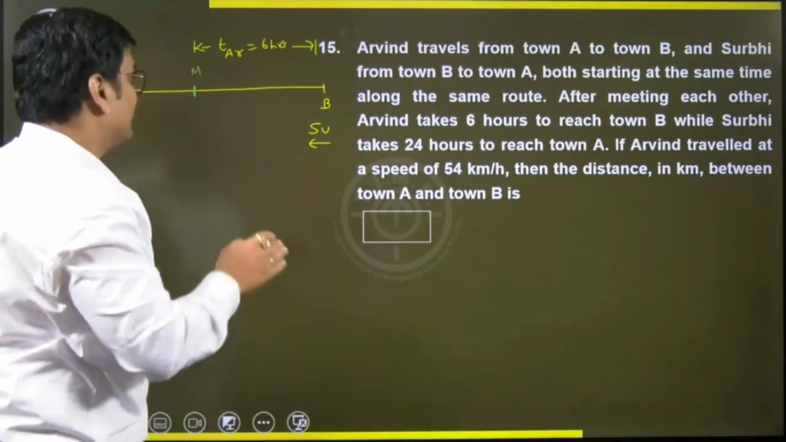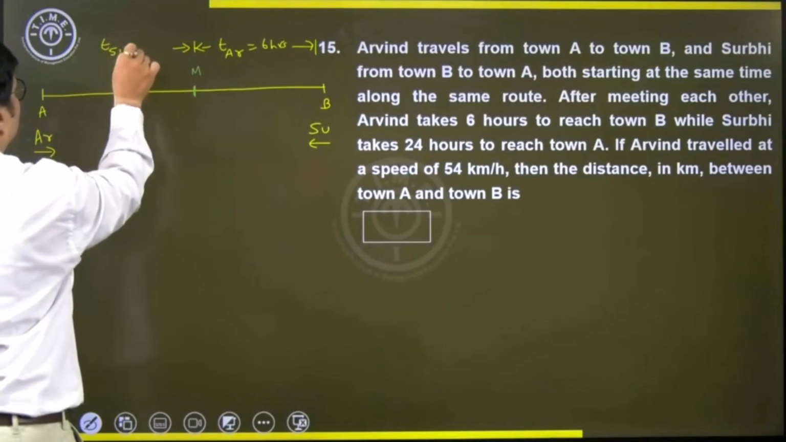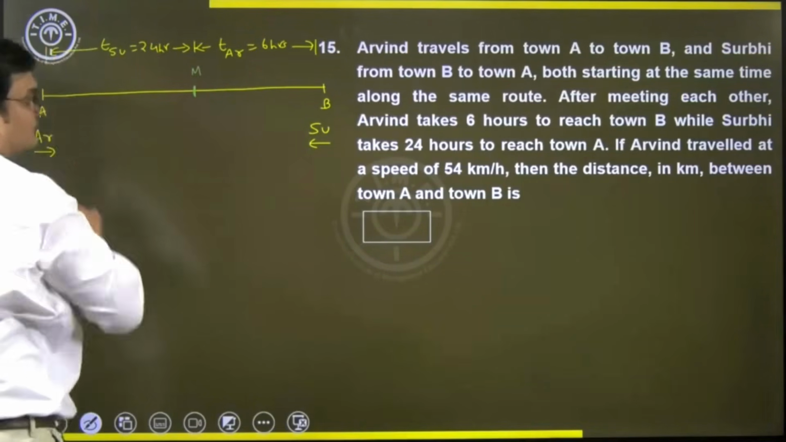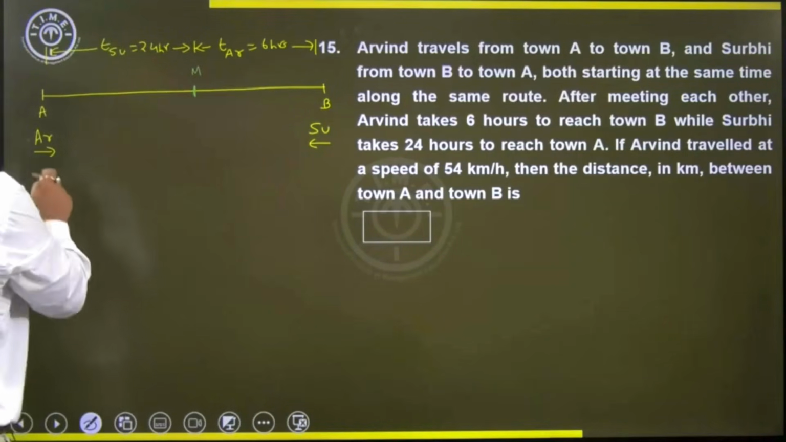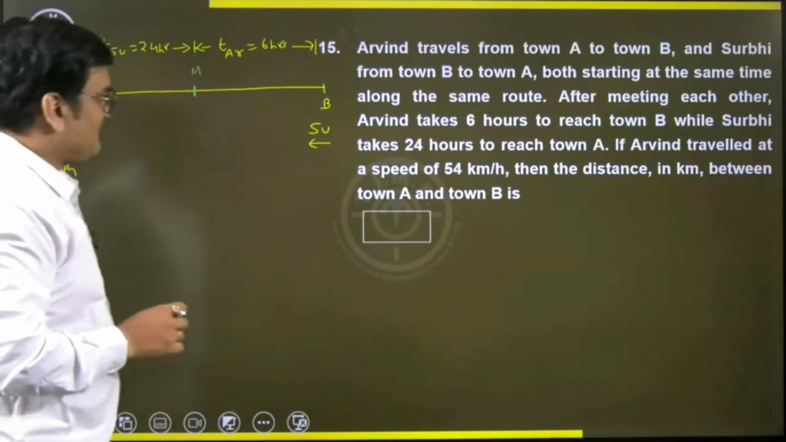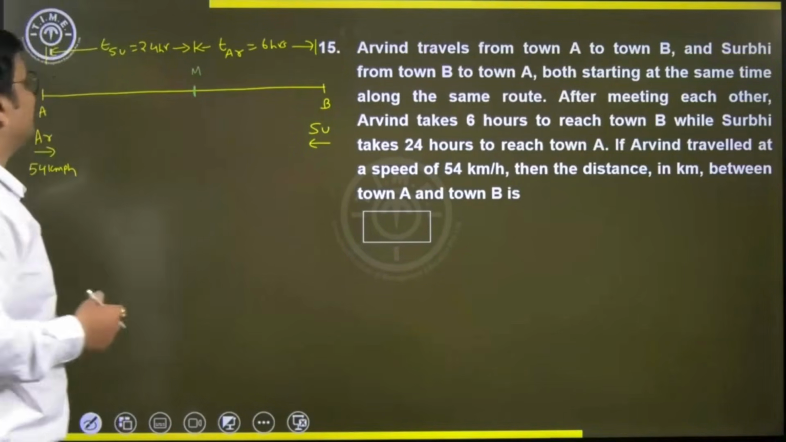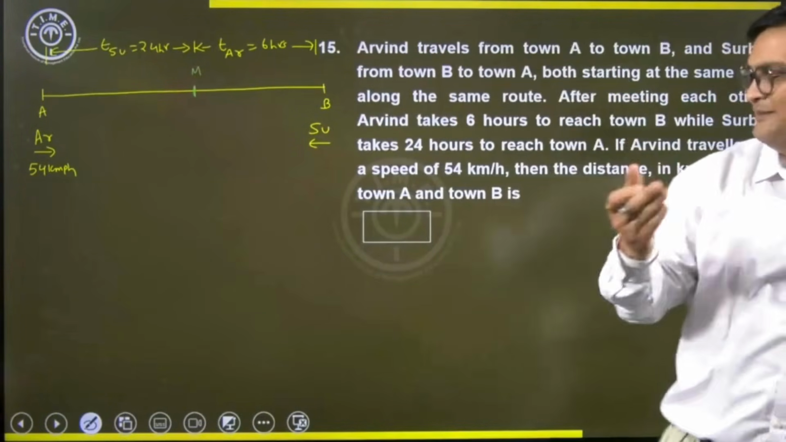Well, Surabhi takes 24 hours beyond this. Time taken by Surabhi for this part of the journey is 24 hours. If Arvind travelled at a speed of 54 kmph, so Arvind is travelling at 54 kmph, then the distance in kilometers between towns A and B is. So what is the distance between the two towns, A and B?